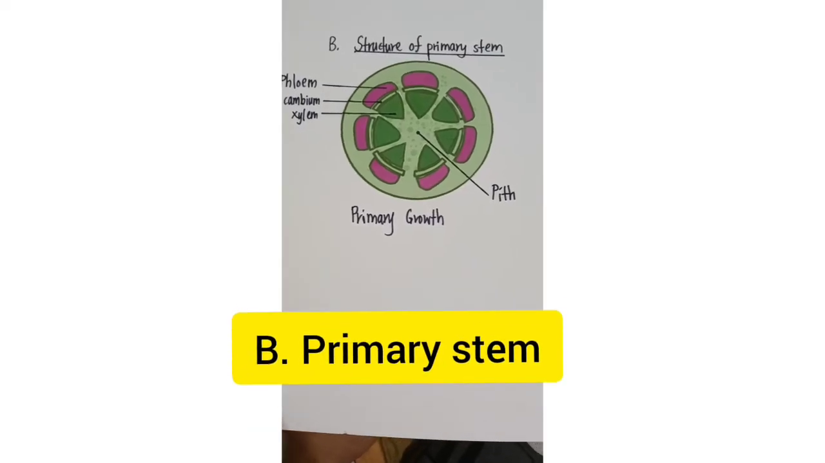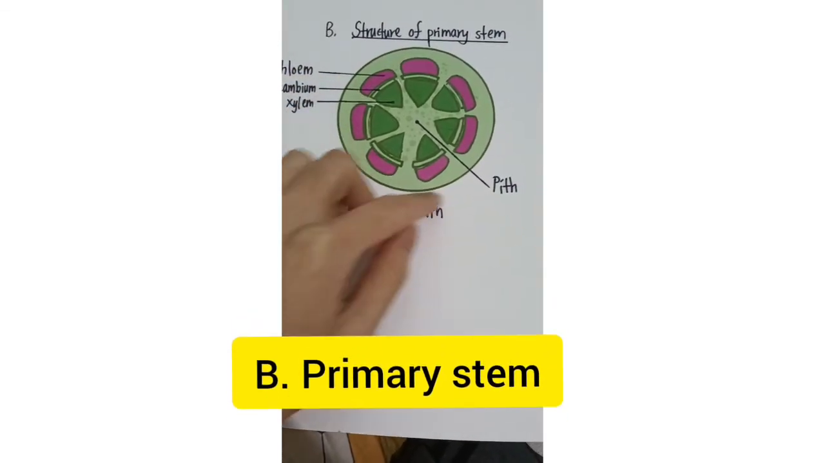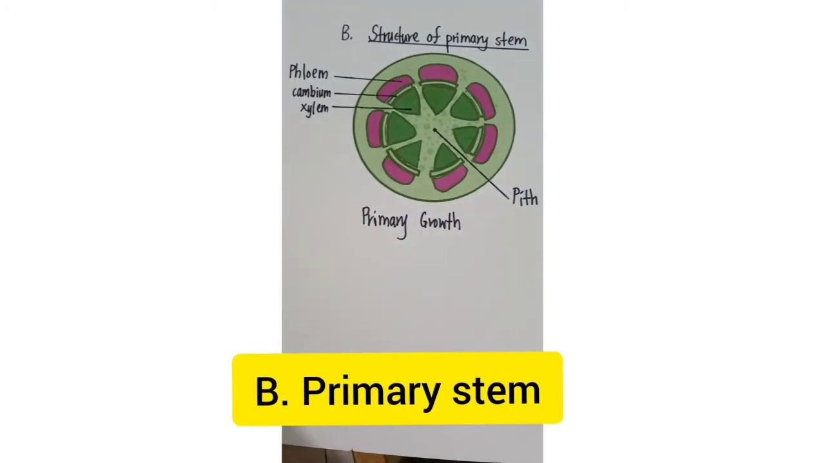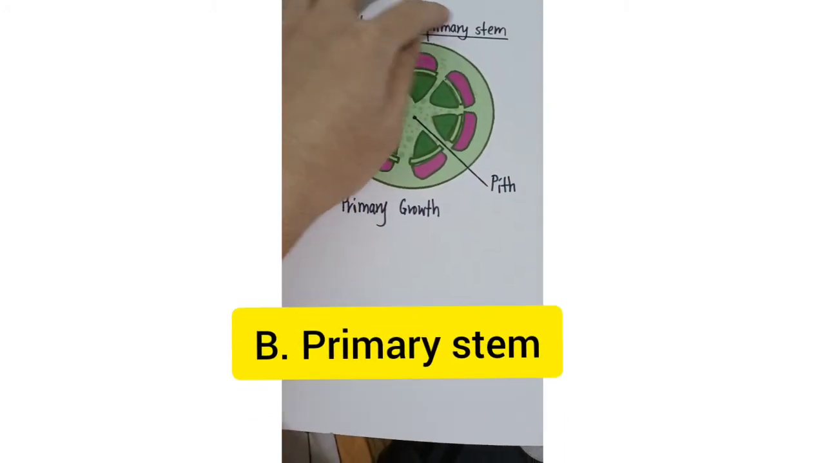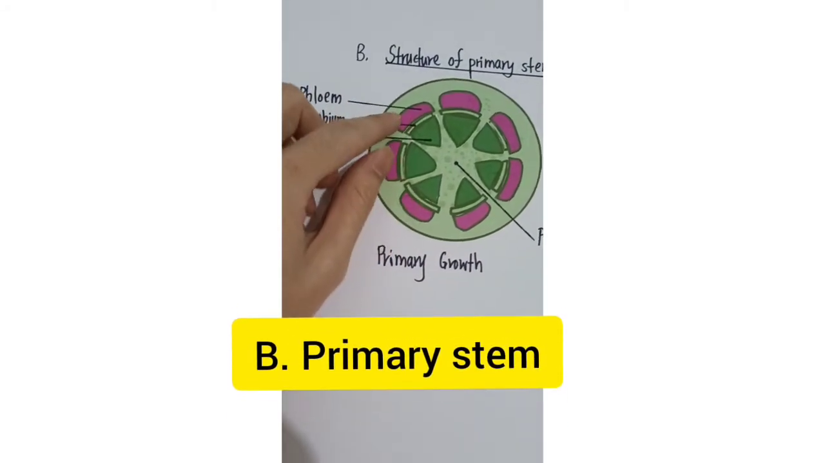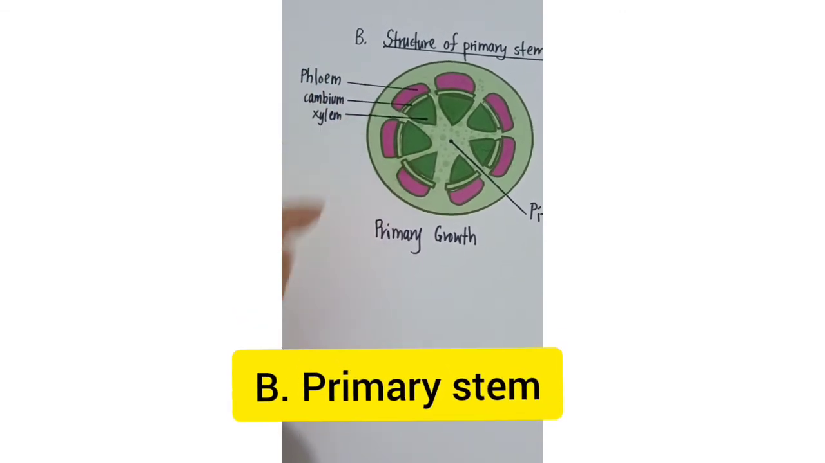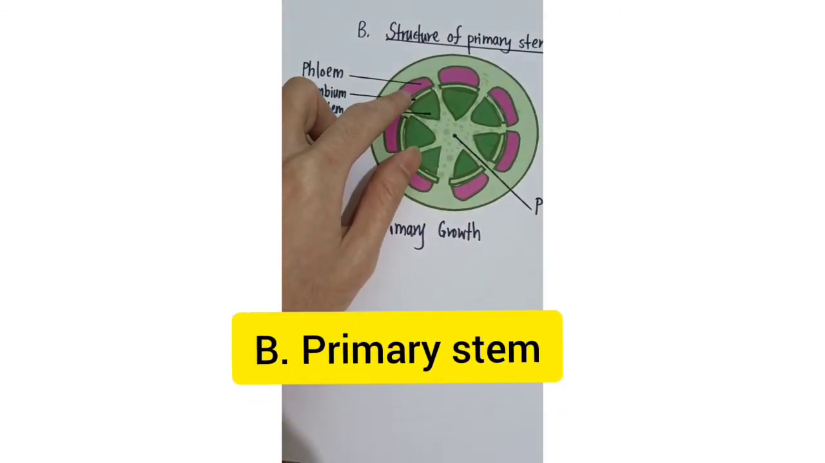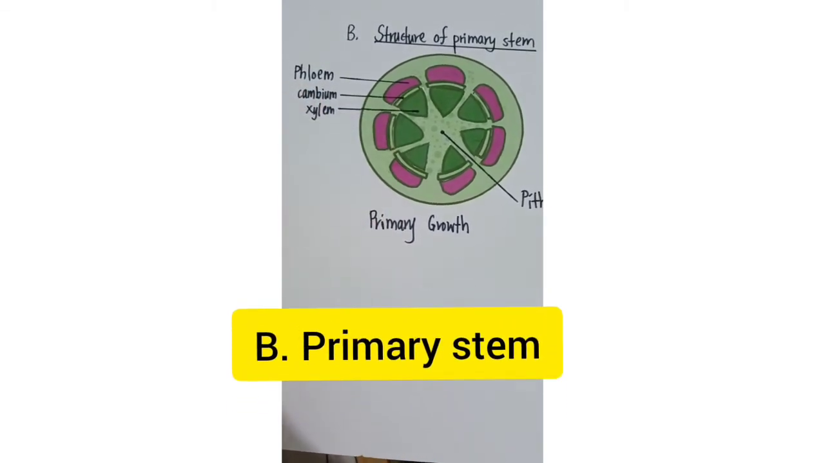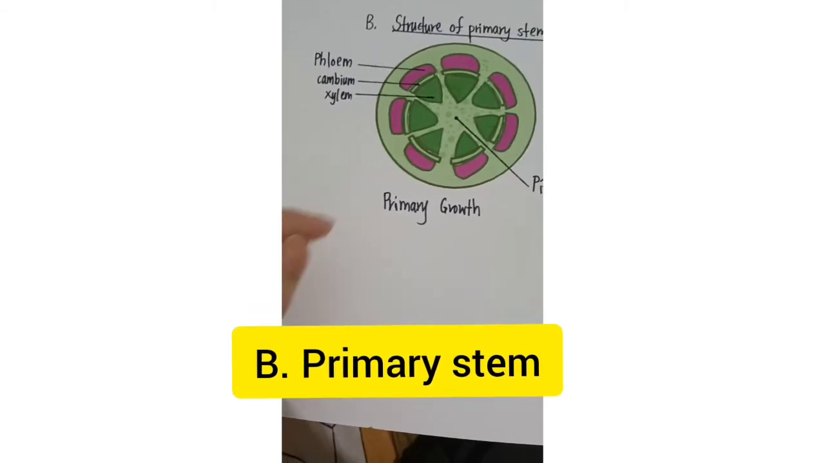Next, let us learn about the structure of primary stem. As you can see here, these circular structures represent the structure of primary stem, and the primary stem is formed during the primary growth of plants. The purple structures represent the phloem, and the function of the phloem is to transport organic materials or the products of photosynthesis, for example glucose and sucrose, from the leaves down to all parts of the plants.